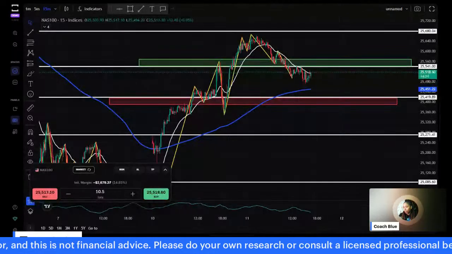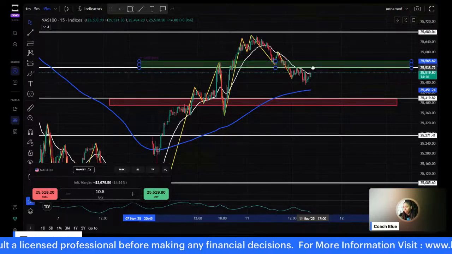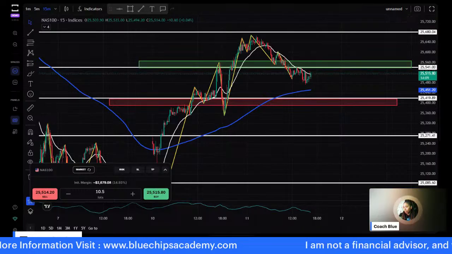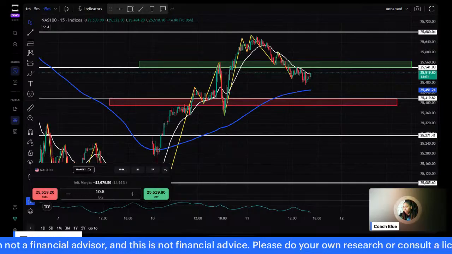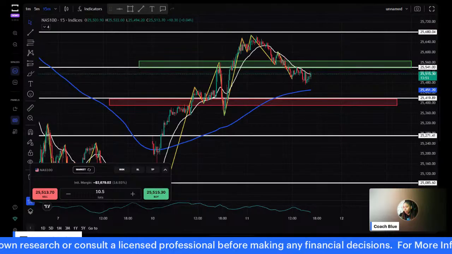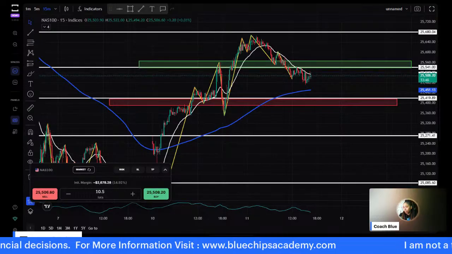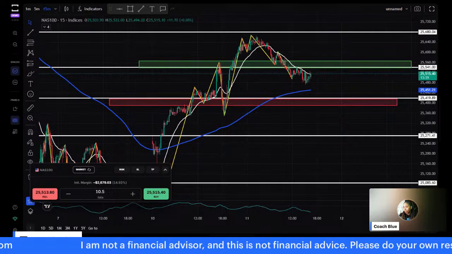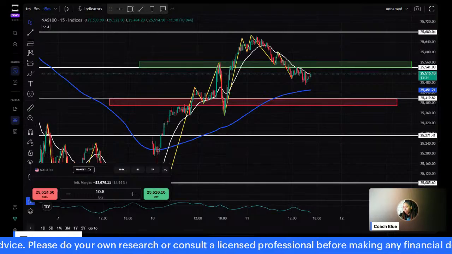Looks like we're trying to find a little bit of support here. Now, if we get close to this level right here, I'm going to go to my 1 minute and navigate to see if we can get a BPC. So let's see what we get. Can we catch a good trade with NAS? Let's see what opportunities we have today.